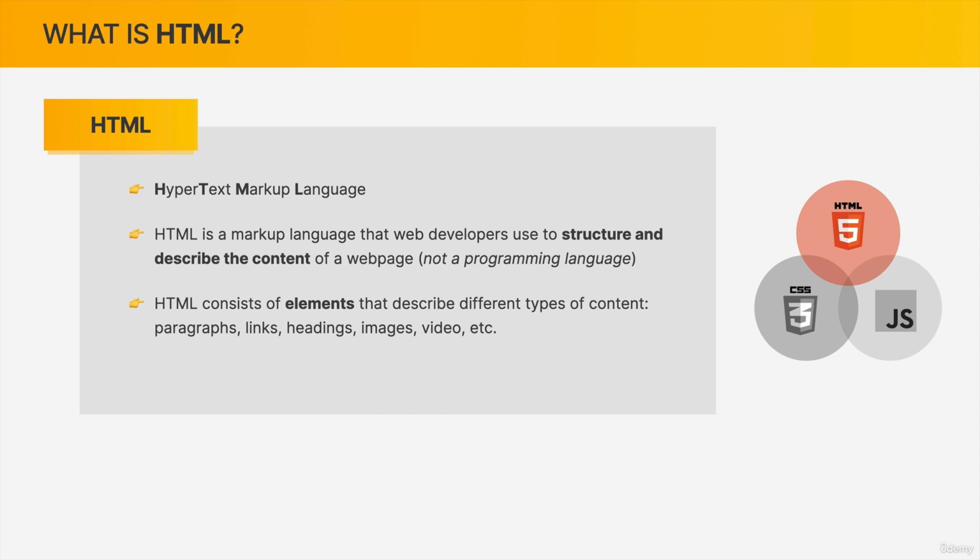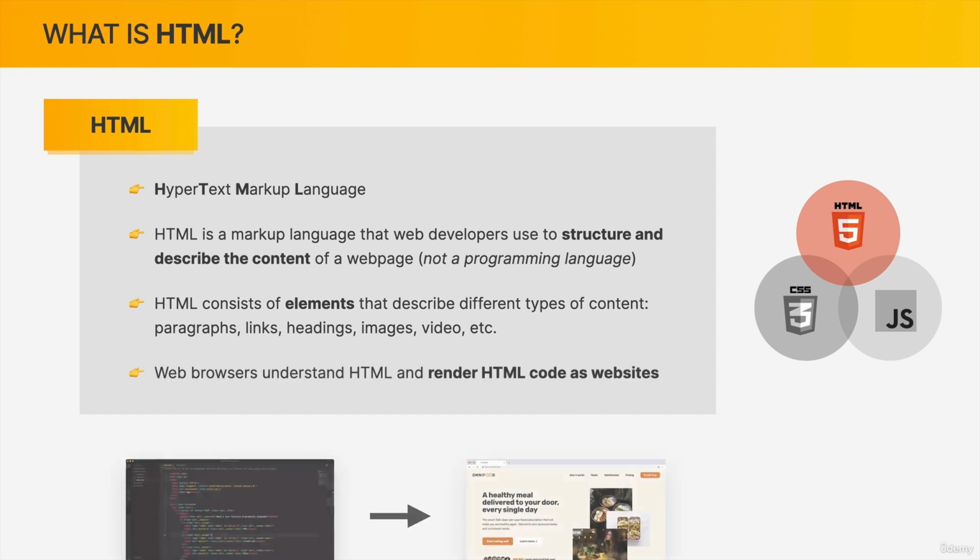But we really have all kinds of different elements. So elements to create links, to create page headings, images, video, and a lot more, as you will learn throughout this section and basically throughout the entire course. Then, as we also learned in that lecture where we built our very first web page, web browsers such as Google Chrome do essentially understand HTML code and can render it as a final website. So a website that we can see in the browser. Okay, so this is essentially what HTML is and what we can do with it.